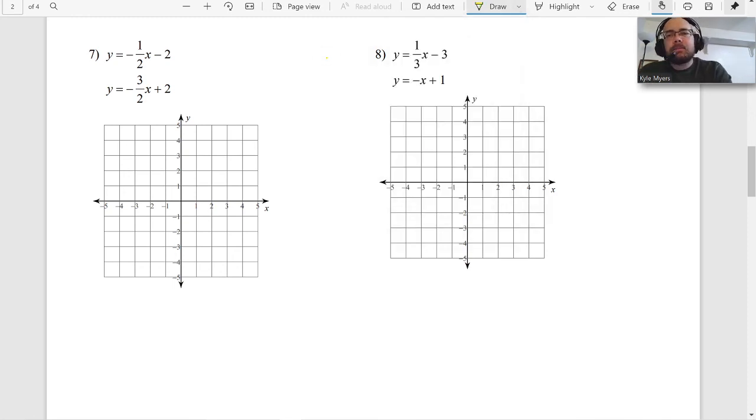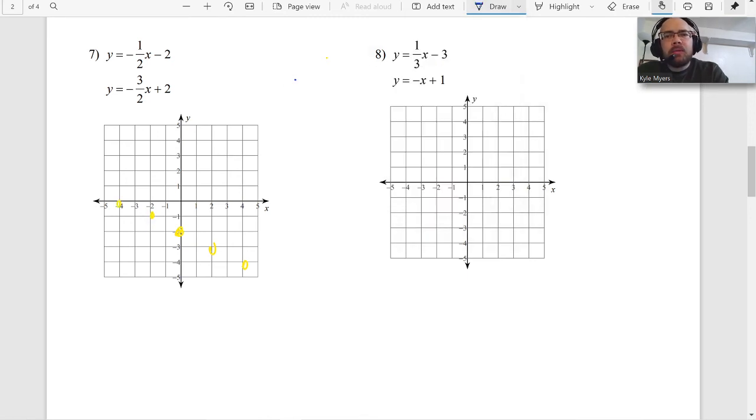All right, moving on. -1 of x minus 2. Here's -2. And then we go down 1, right 2. Right, down 1, right 2. Up 1, left 2. Up 1, left 2. There's all the points that'll fit on the graph.